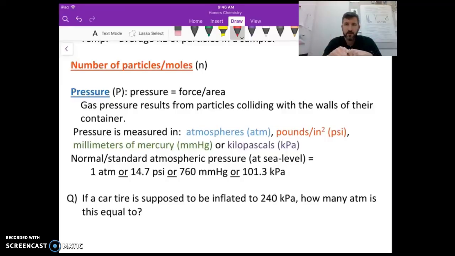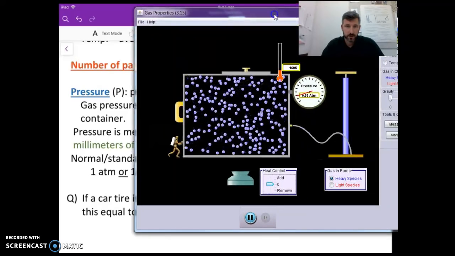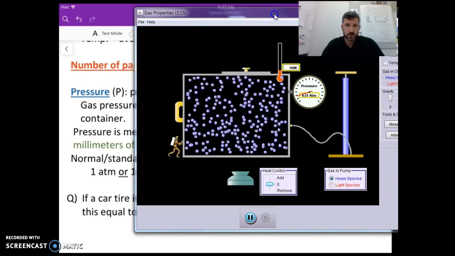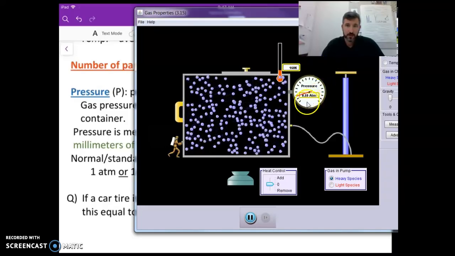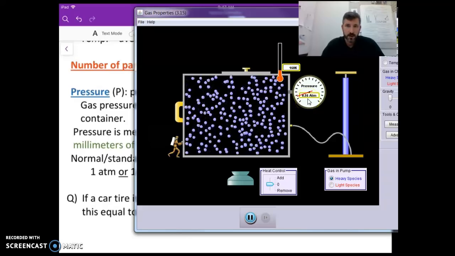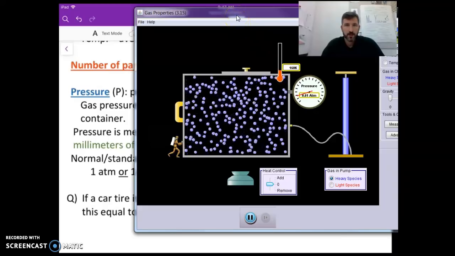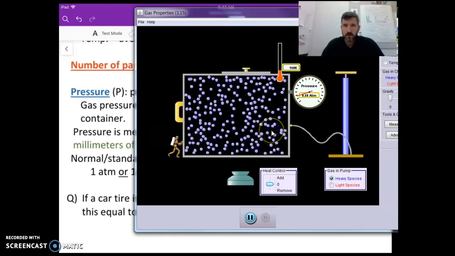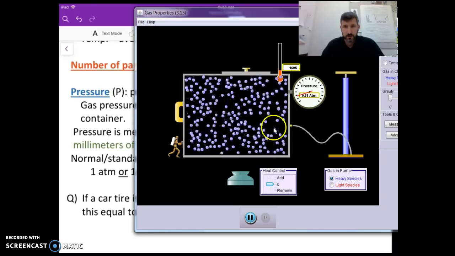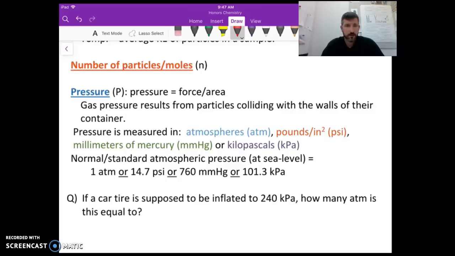So gases aren't the same as shoes. We're not talking about one instance of a force colliding with a certain area. With gases, we're talking about billions and billions and billions of individual collisions of gas particles with the walls of their container, and that's what gives you this pressure reading that you see right here. In this case, it's about 0.5 to 0.6 atmospheres, depending on how many collisions these particles are having with their container and how forceful those collisions are. So we'll come back to that a little bit later.